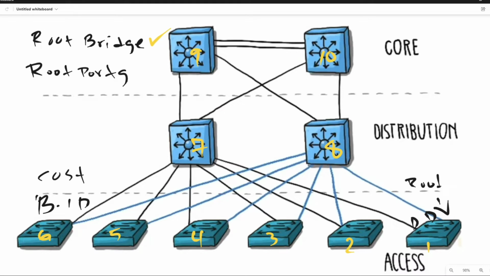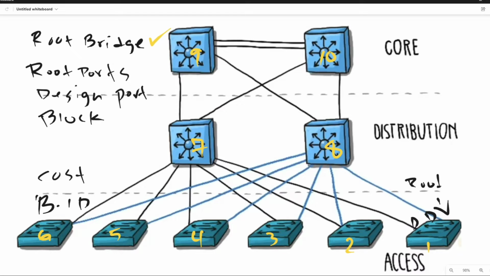Let me just fix that a little bit. And after selecting the root ports, then spanning tree will select the designated port. Then after that, it will block everything else.